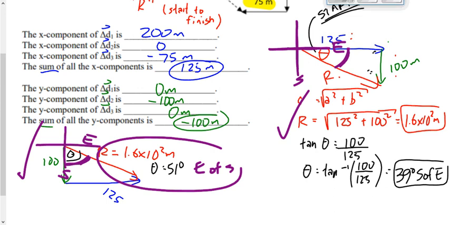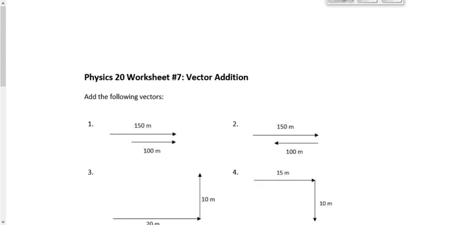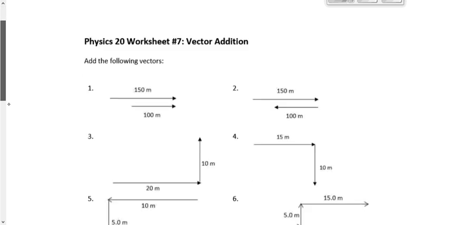Our homework for tomorrow, of course, is quiz number 6, which is on velocity versus time graphs. But we also now have worksheet number 6. I want you to do worksheet number 7, and I want you to do questions 1 to 6.